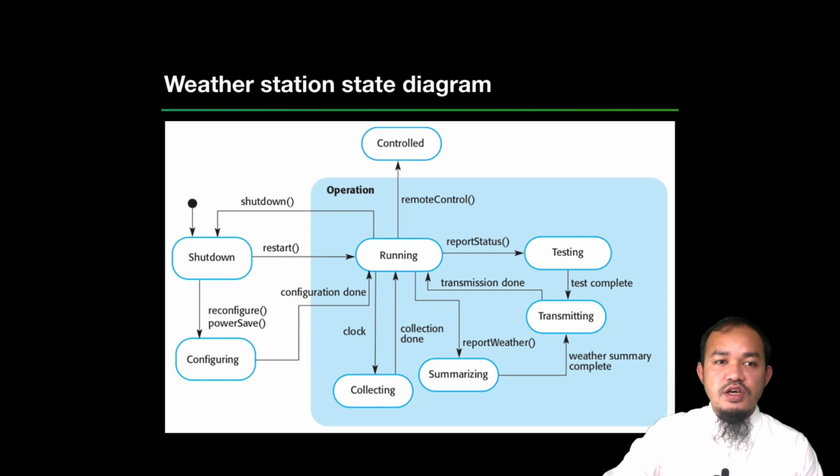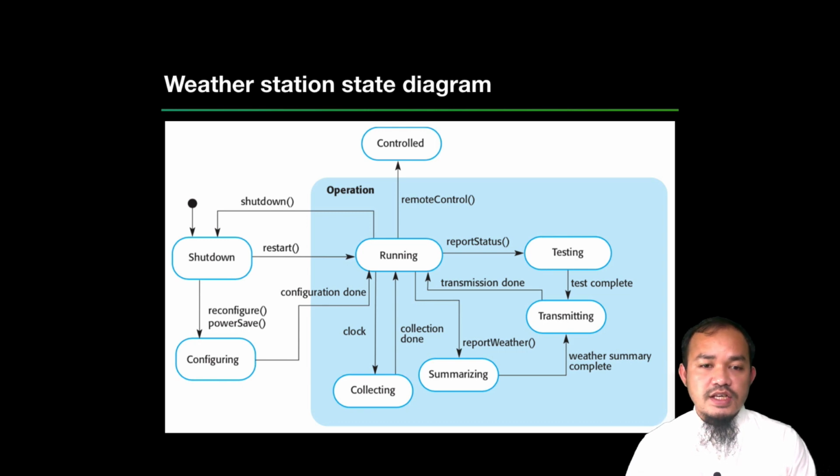You see here the weather station state diagram. We have many states: running, testing, collecting, summarizing, control, shutdown, configuring. Most of the keywords are verbs, used to tell something to do. We call it a stage. For example, when it is running and I send shutdown, it will go to shutdown, and it will reply back that it is going to restart or shut down. This shows the action or the stage that the system is running.